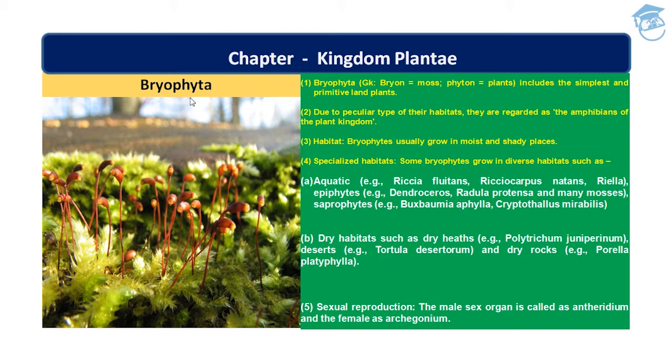Students, there are three main types of bryophytes. First is mosses, second is liverworts, and third is hornworts. Some scientists now only consider mosses to be bryophytes, but we'll discuss all three in this section of the video. So bryophyta includes the simplest and primitive land plants. Due to the peculiar type of their habitats, they are regarded as amphibians of the plant kingdom.